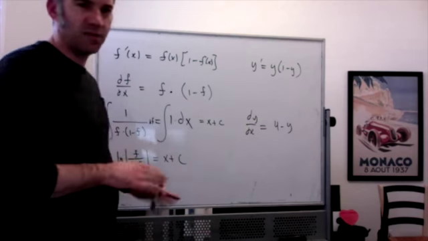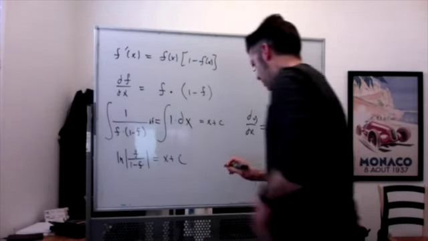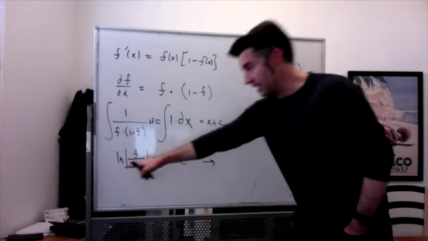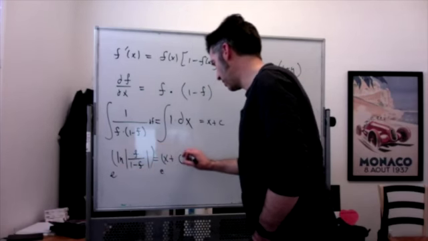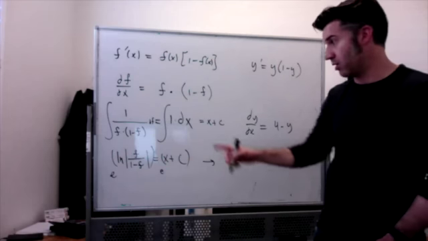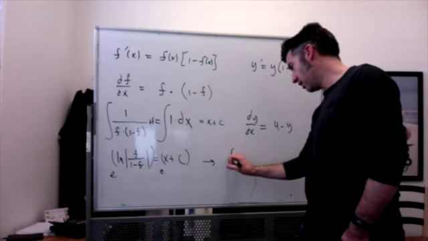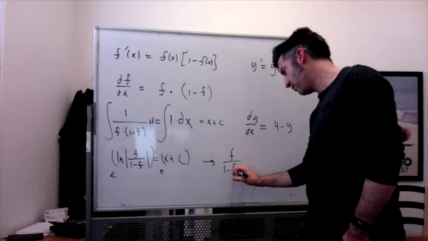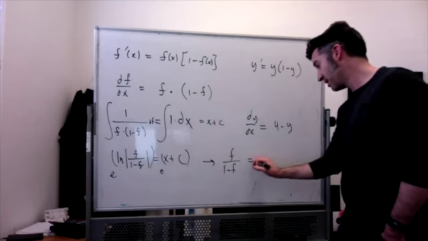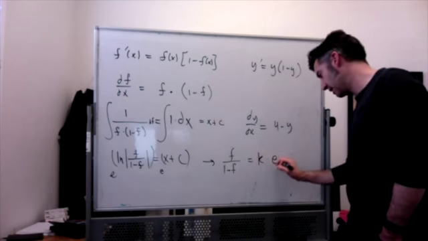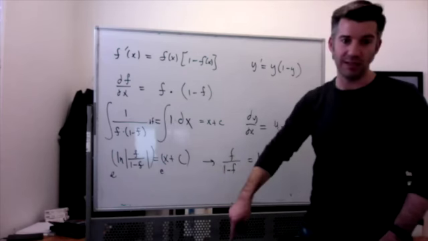This kind of thing comes up not infrequently, so you should see it at least once. So let's solve it. We're going to get e to the this, e to the that. Okay, I'm going to make some shortcuts here. So e to the natural log of f over 1 minus f, I'm going to drop the absolute values and say I've got f over 1 minus f. And e to the x plus c, I'm going to write as k times e to the x, because it's e to the x times e to the c, and e to the c is a new constant.